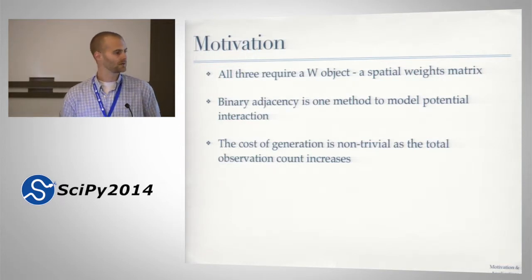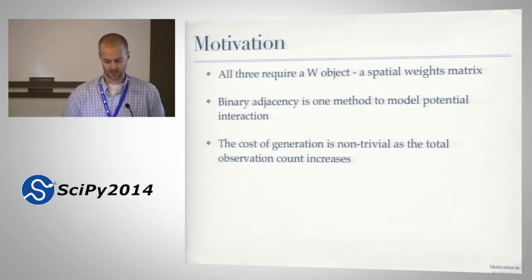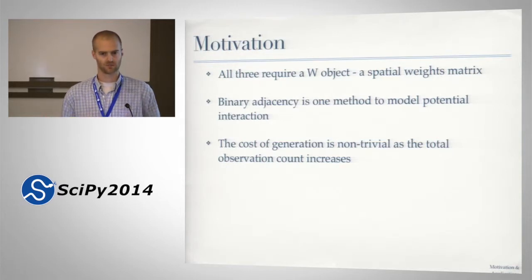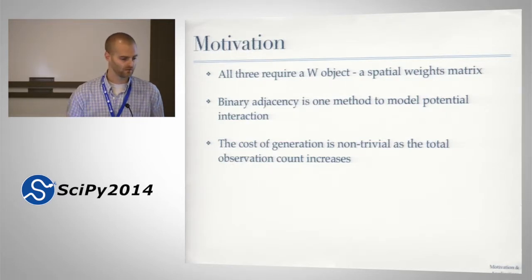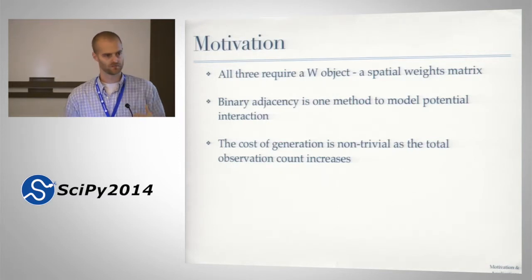Binary adjacency is one option to do this among many others. And again, the cost of generation is non-trivial. My research area focuses on scaling these algorithms to really large data sets, and that's why this is of interest. If you're working on a small data set, if you're looking at a shapefile with 40 or 50 observations, then just use a really naive algorithm and get it done. But otherwise, they don't scale.